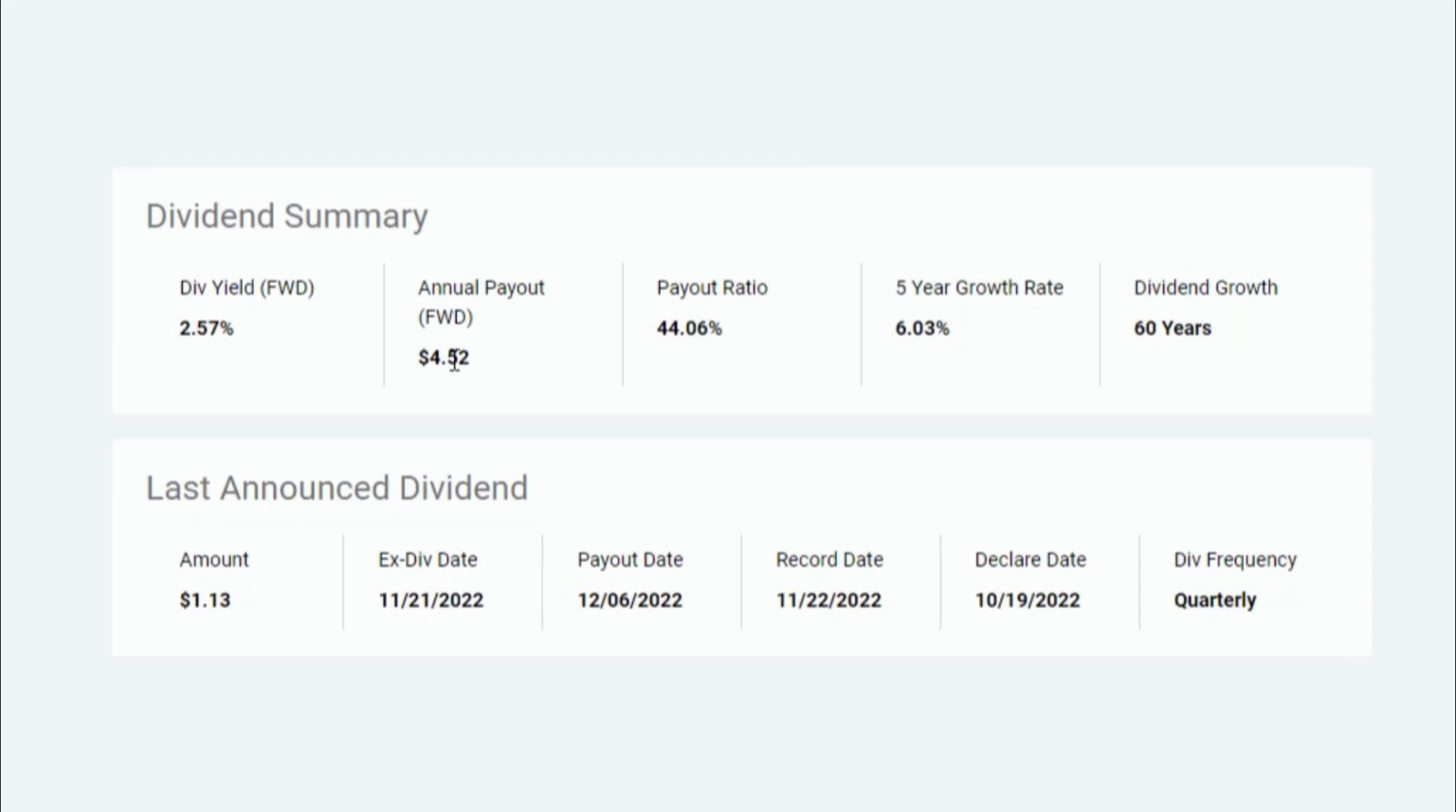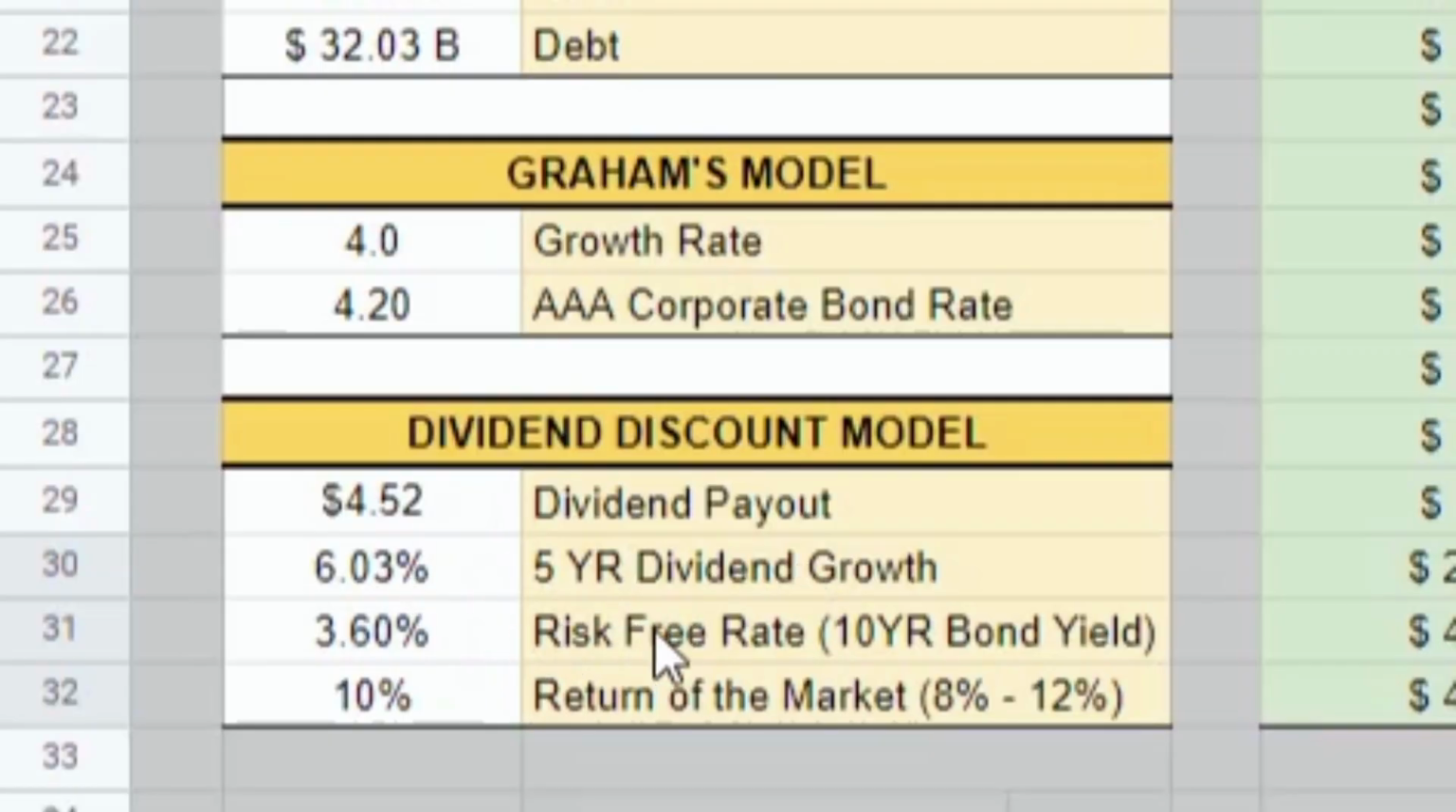Annual payout, $4.52. 5-year growth rate, 6.03%. Dividend payout, 5-year growth rate, and the risk-free rate, or technically the 10-year bond yield. You can just find that on the internet, 3.6%. And then return of the market, anywhere from 8 to 12%.